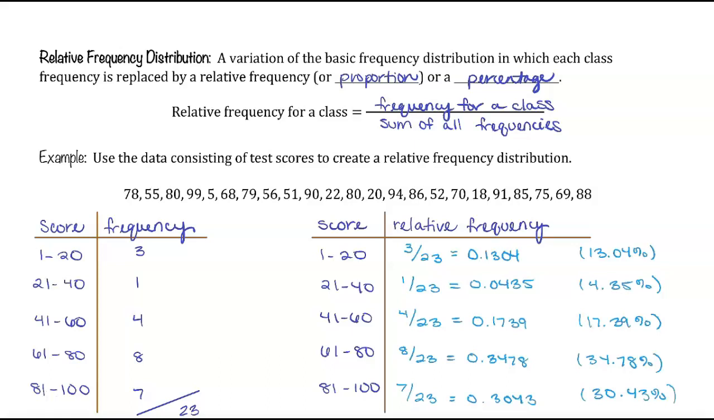Now we have our relative frequency distribution. If we add up all of our relative frequencies, we should get a number that's very close to 1. If we're off by a tiny bit, that's okay because we did have to round to get these proportions. Adding up percentages, we expect to get a number that is very close to 100%.